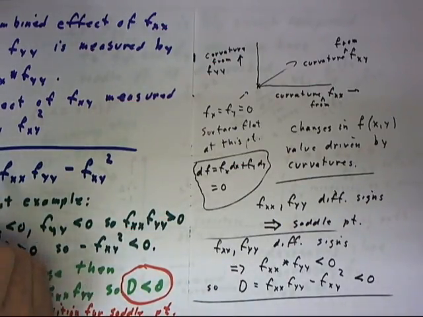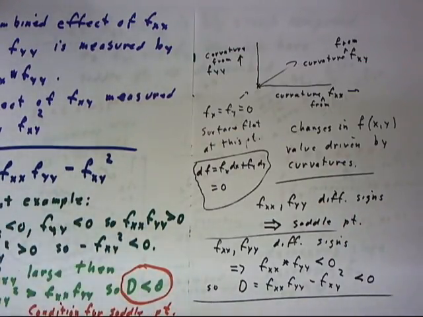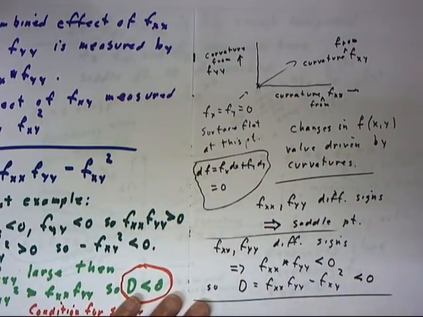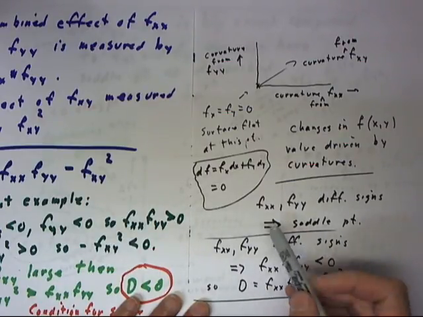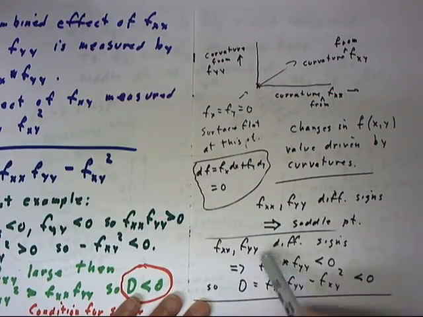So if the discriminant fxx fyy minus fxy squared is negative, then we at least have a plausibility argument that we have a saddle point, because if fxx and fyy have different signs, that guarantees that the discriminant is negative.